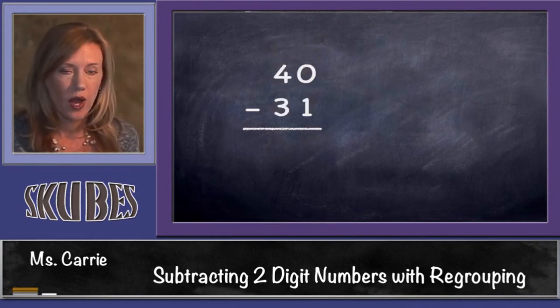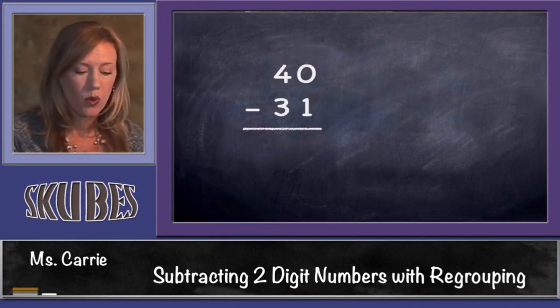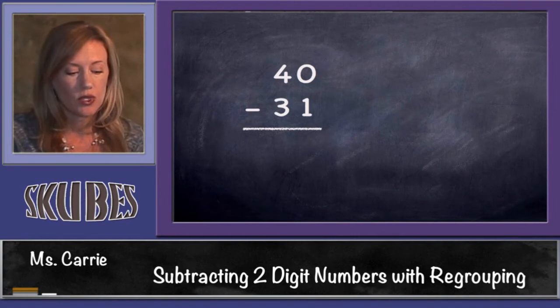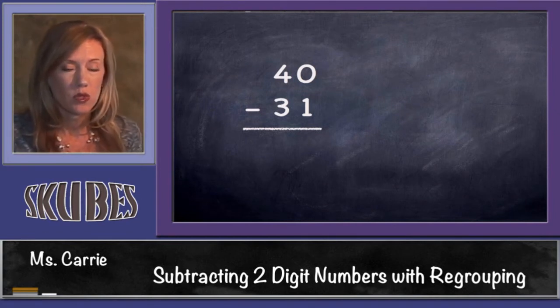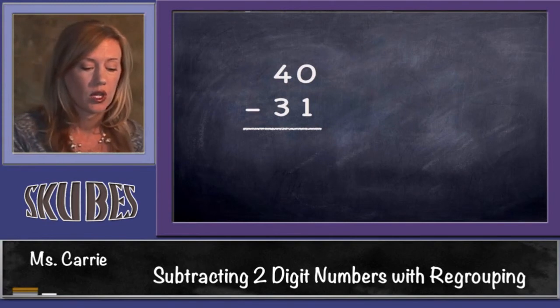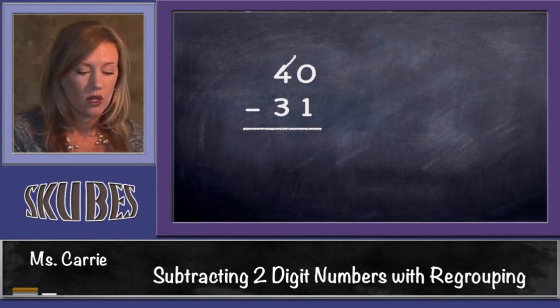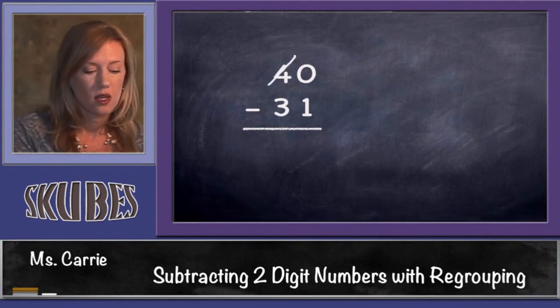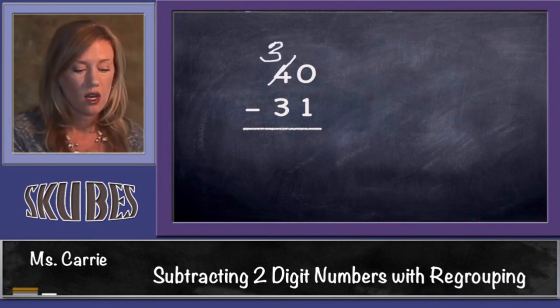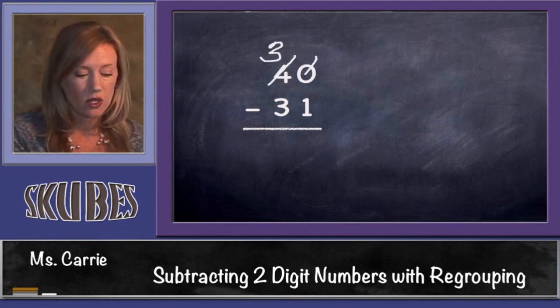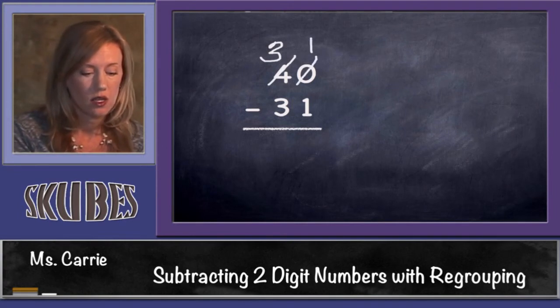Let's look at one last problem. In the ones place, you can't do 0 minus 1 because 1 is bigger. The number on the bottom is bigger than the number on the top. So we're going to go next door to the tens place. The 40 is going to become 30. And we're going to add that 10 that we took to the ones.